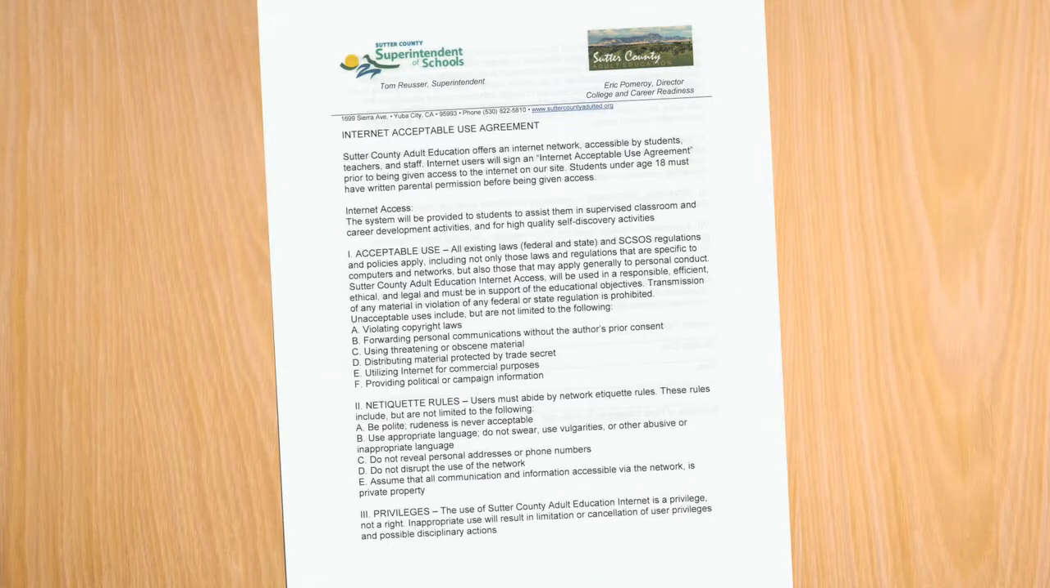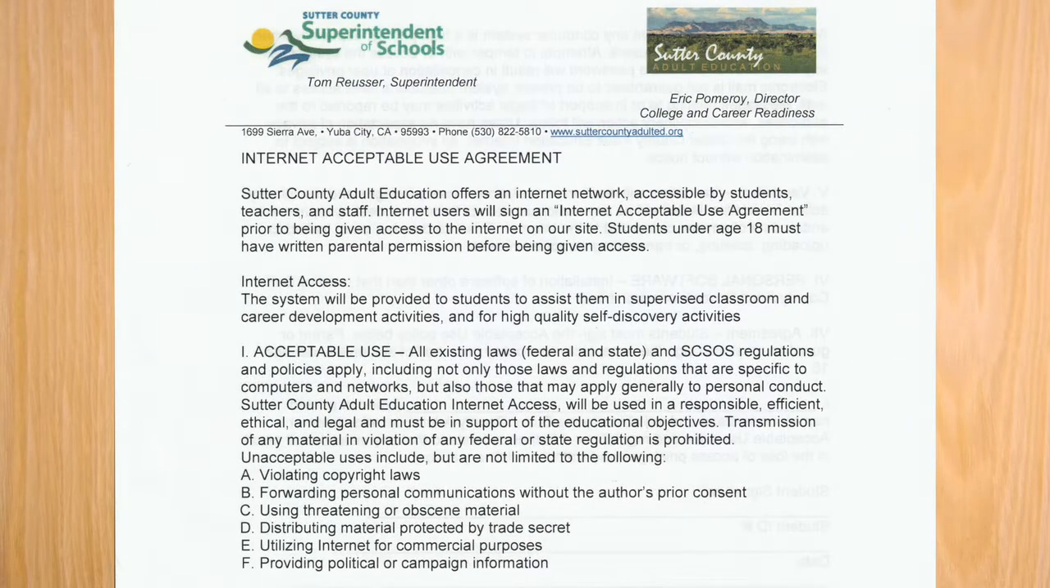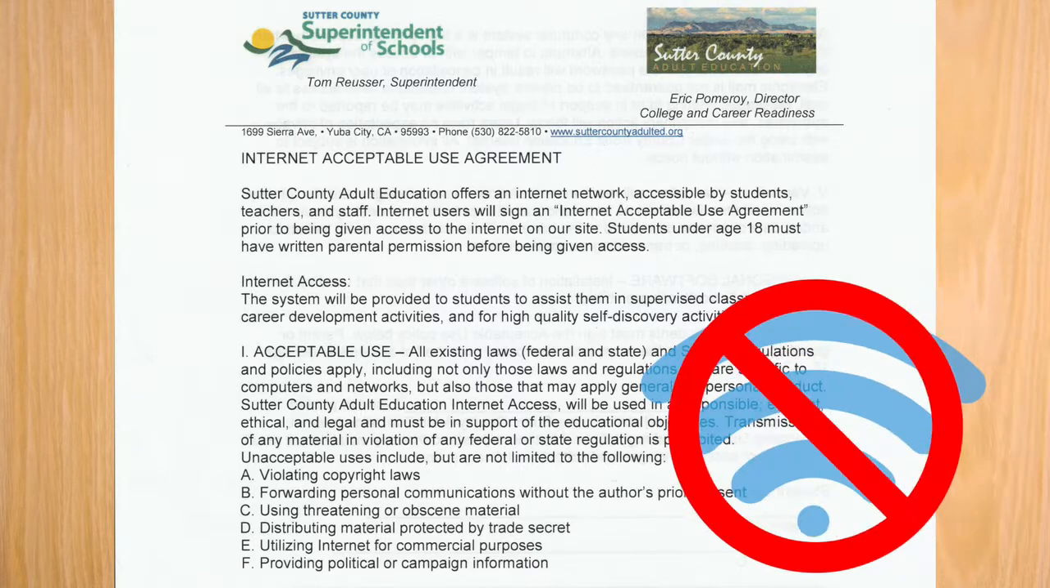There is a lot here, so let's go over this together. To summarize this form, students must read and agree to abide by the rules when using the Internet or any other technology-related equipment owned by Sutter County Adult Education. Students under age 18 must have written parental permission before being given access to school computers or laptops. Sutter County Adult Education will offer you a connection to the Internet, but only through a school computer or laptop. There is no public Wi-Fi access at the school, and therefore cell phones, personal laptops, or other electronic devices will not be given access to Wi-Fi.